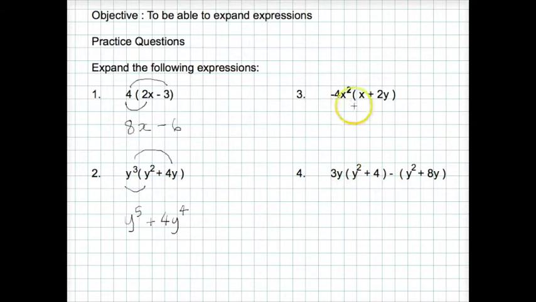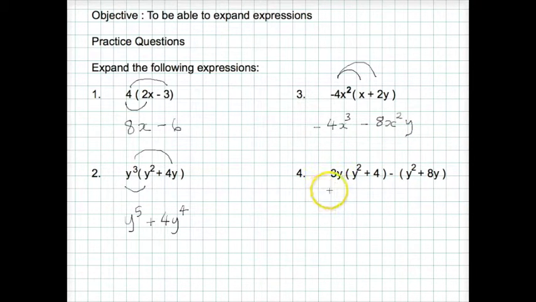Question 3. Negative 4x squared times x gives me negative 4x cubed. And then negative 4x squared times 2y, well the minus 4 times the 2 gives us a negative 8. But I can't use any rules on this one, it just stays as x squared y.